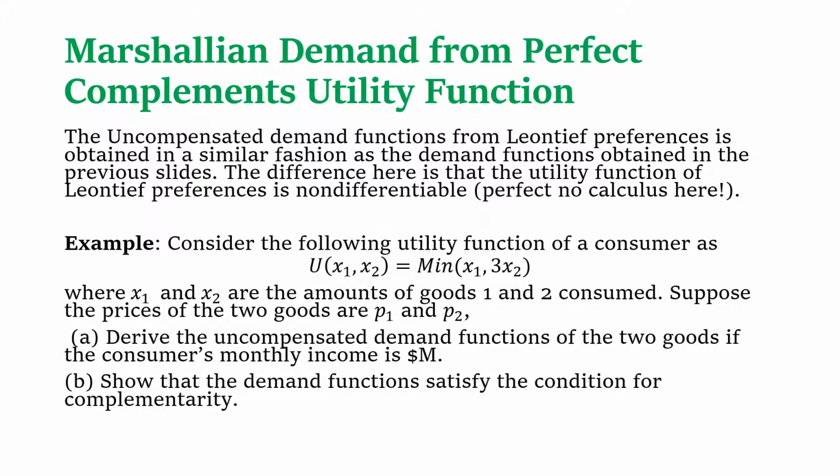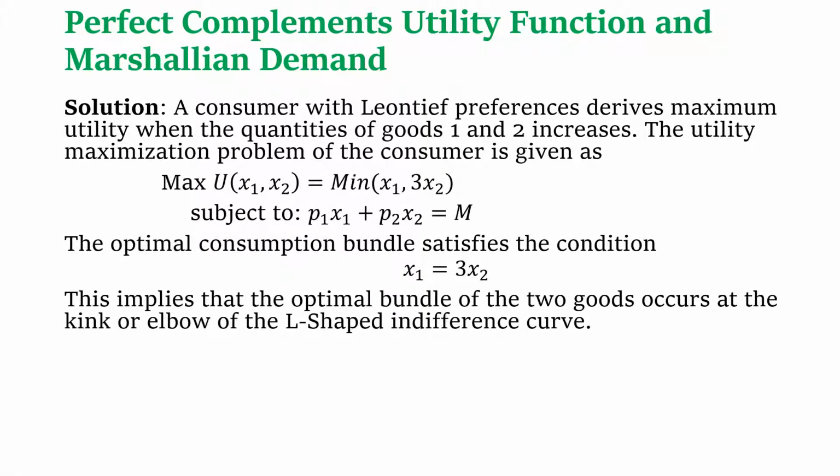So now let's take this example. Consider the following utility function of a consumer as the min of x1, 3x2. So here, you know what the min is. The min is the minimum of these two variables, x1 and 3x2, right? Where x1 and x2 are the amount of goods 1 and 2 consumed. Suppose the price of the two goods are P1 and P2. Derive the uncompensated demand functions of the two goods if the consumer's monthly income is $M. So now let's move on.